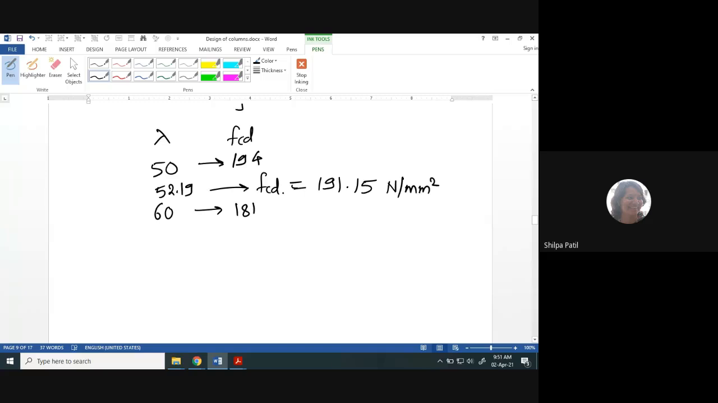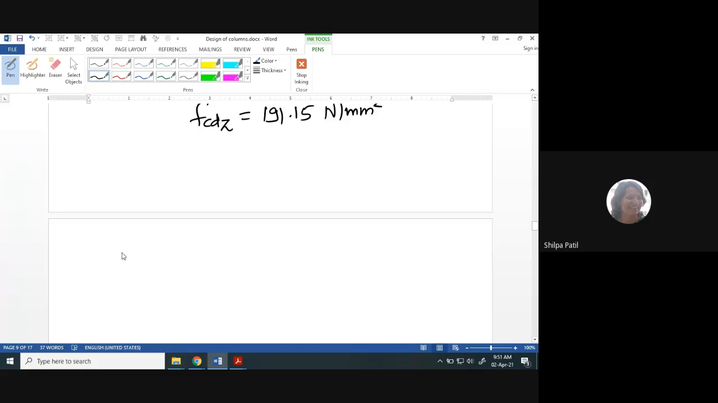Okay. So this value we have obtained about Z buckling. So I will simply write down FCD Z is equal to 191.15 N/mm square. Now when we consider buckling about y axis, we have to consider lambda y. What was the lambda y value? It was 51 point, right? 51.65.